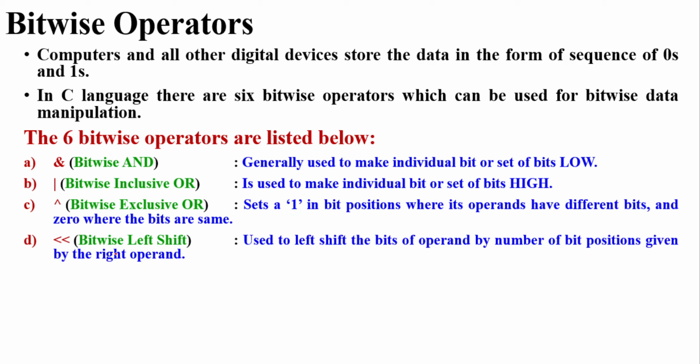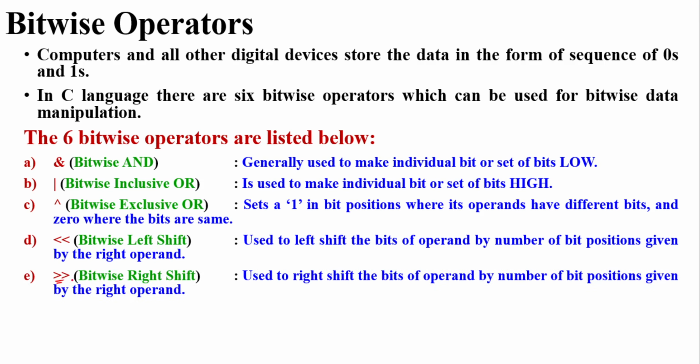Then we have the fourth operation, which is bitwise left shifting. This operation is used to shift the bits towards the left by a number provided by the user. So if we use this operation, we can shift the bits from right to left position. Similarly, the bitwise right shift operation is used to shift the bits from left towards right. So we can shift the position of ones and zeros towards the right by using the bitwise right shift operation.